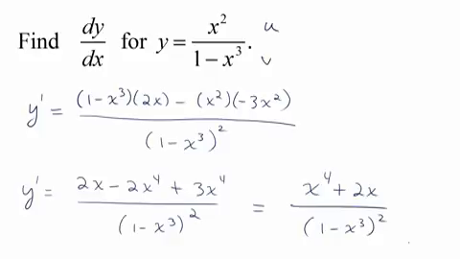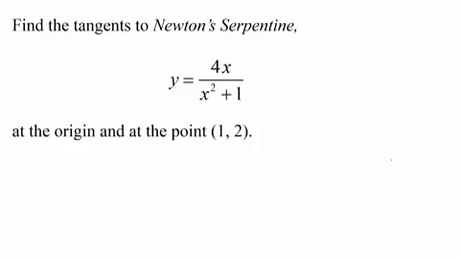Let's use the quotient rule as well as the concept of derivative to work another example. Find the tangents to Newton's serpentine, which is given by y equals 4x over x squared plus 1, at the origin (0, 0) and at the point (1, 2). So again, we're trying to find the equations of the tangent lines to this graph at the point (0, 0) and at the point (1, 2). So we need to first start by finding the derivative.